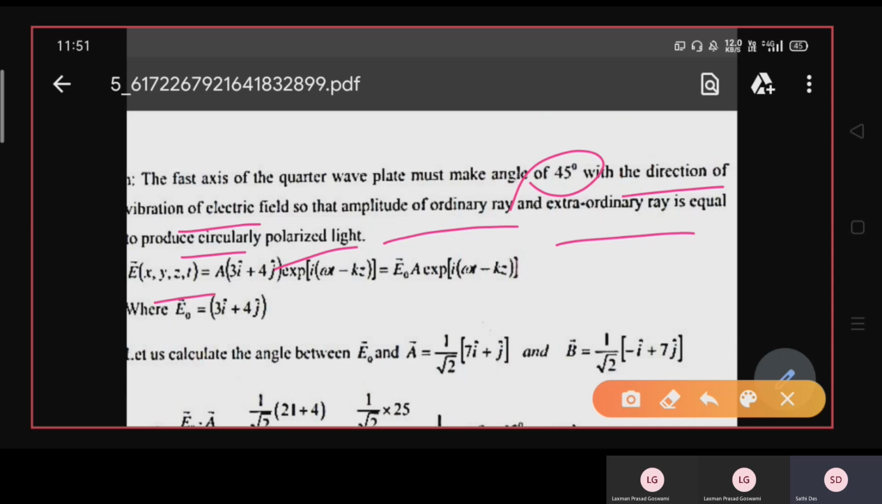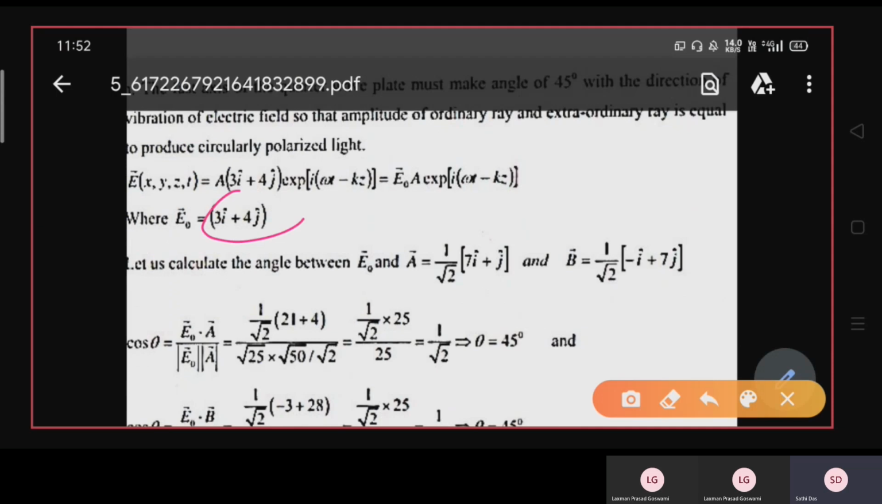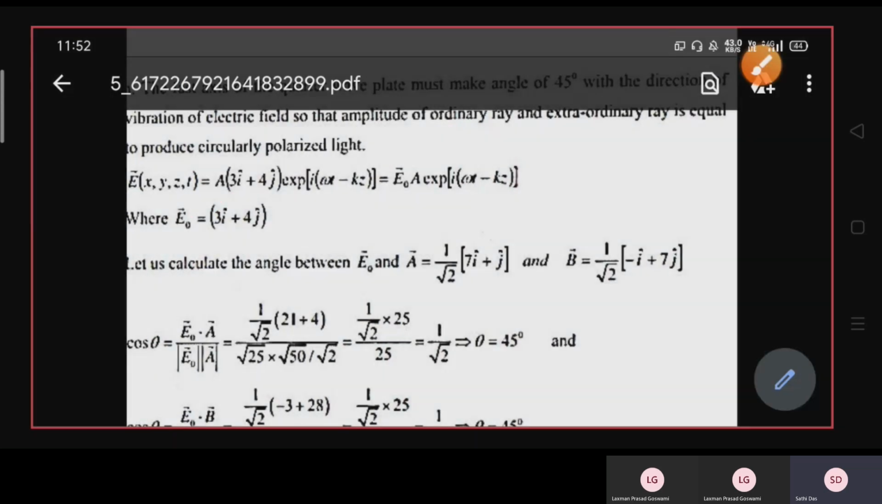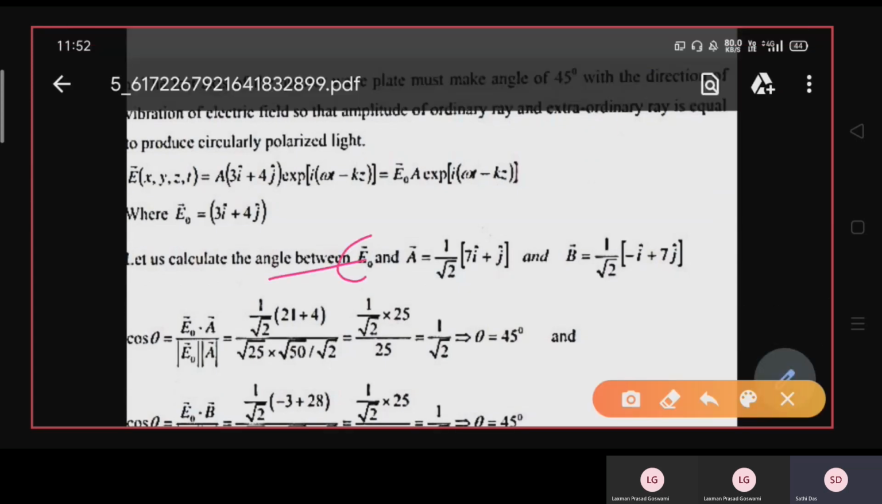So the given field, suppose it is E(x,y,z,t) equals A (3 i cap plus 4 j cap) exponential i(omega t minus kz), or it can be written as E naught A exponential i(omega t minus kz), where E naught is 3 i cap plus 4 j cap. This is the outgoing light, or produced light, that is circularly polarized. Now let us calculate the angle between E naught and the axis of the wave plate, that is, E naught and A.